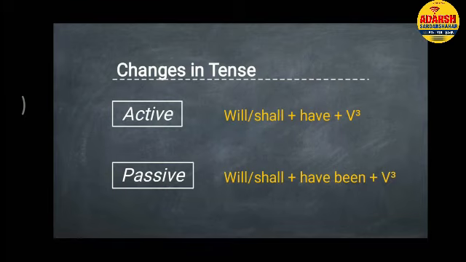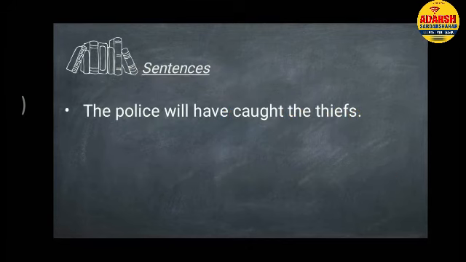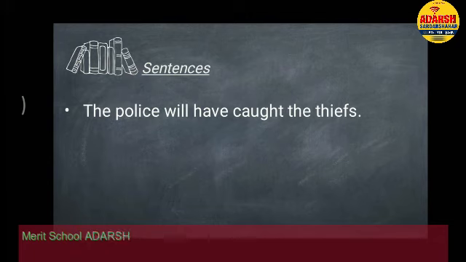The helping verb in passive is will, shall plus have been plus the verb's third form. So whenever you see the helping verb will, shall plus have plus the verb's third form in any active sentence, then the helping verb in the passive of the sentence would be will, shall plus have been plus the verb's third form. Now let us start. I have an example to understand it properly.